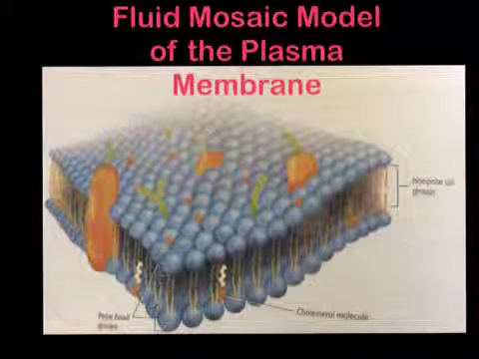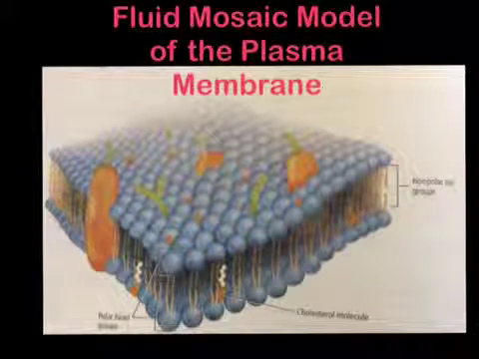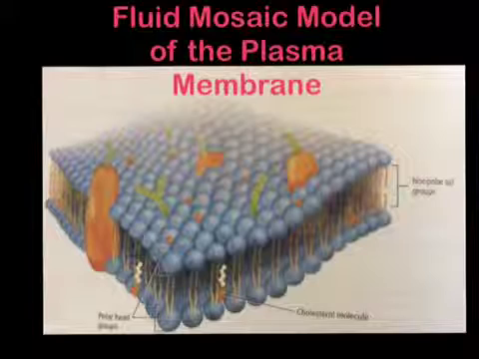Because there are different substances in the plasma membrane, a pattern or mosaic is created on the surface. The components of the plasma membrane are in constant motion, sliding past one another.